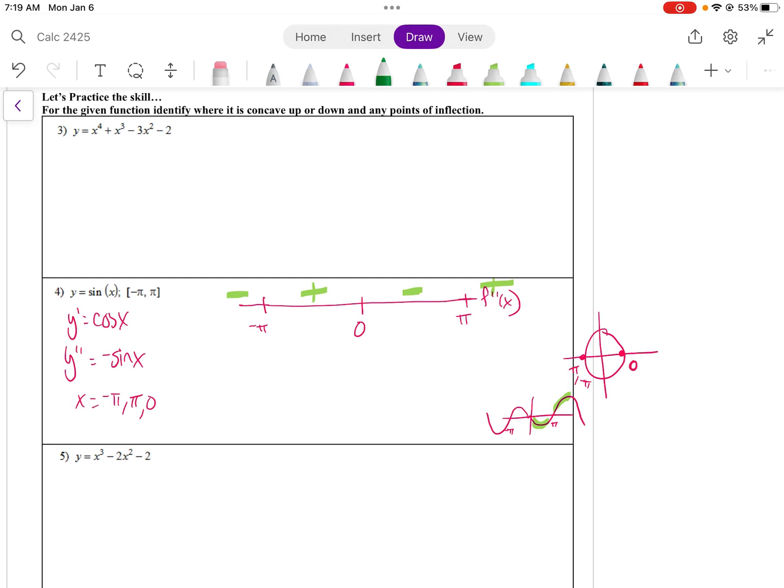So in this case, we are concave down between 0 and pi. We are concave up between negative pi and 0. And we have a point of inflection at 0, 0. Hopefully that makes sense to you.